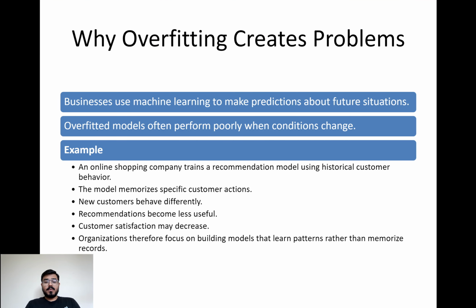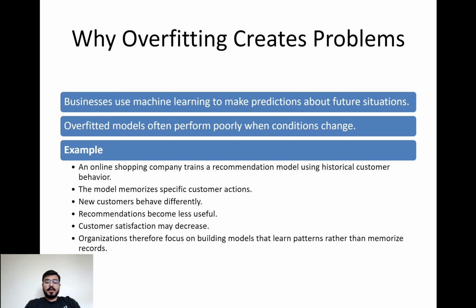So now let's explore why overfitting is such a serious issue. Businesses use machine learning models to make predictions about situations that have not happened yet. If a model only memorizes old information, it may struggle whenever conditions change. Let's look at an online shopping example shown on the slide. Imagine an online retailer uses a recommendation system to suggest products to customers. The model is trained using historical customer behavior. During training, the model studies previous purchases, browsing activity, and customer preferences.